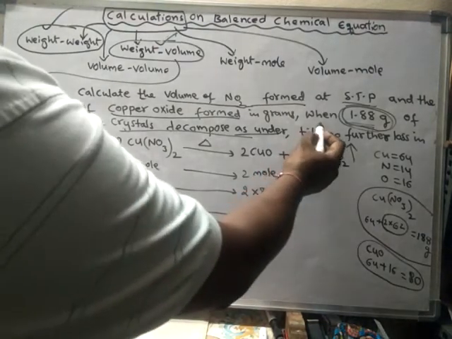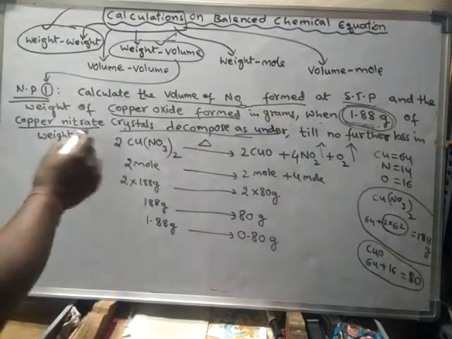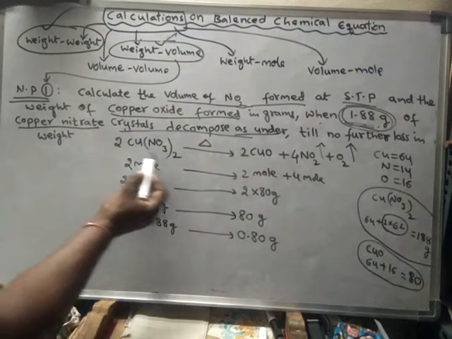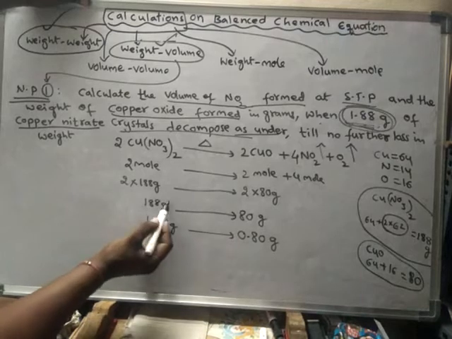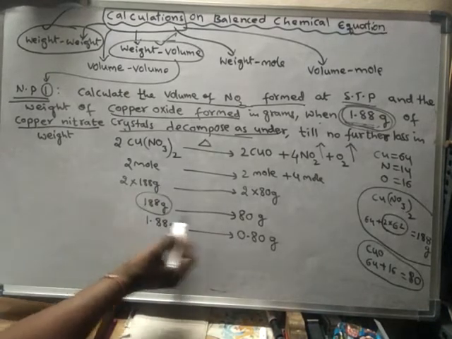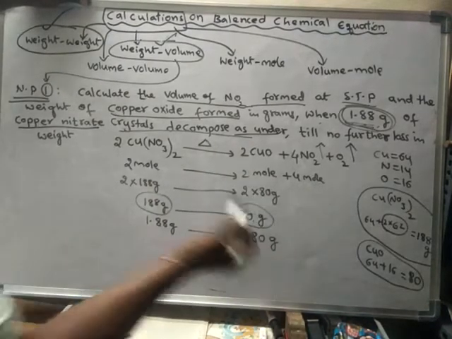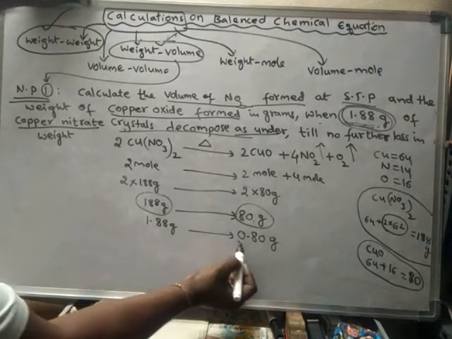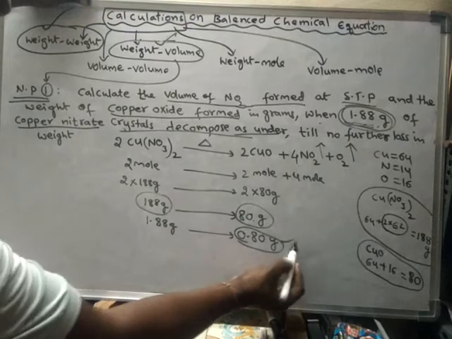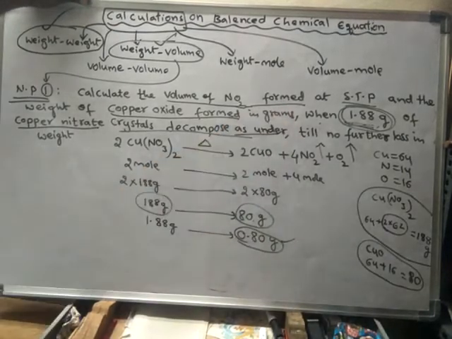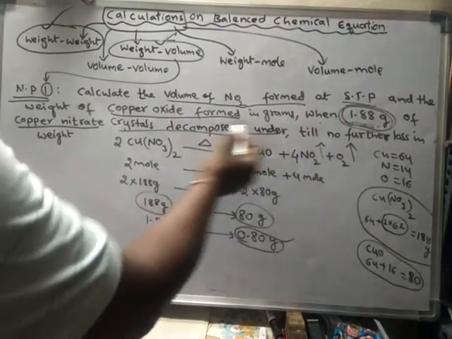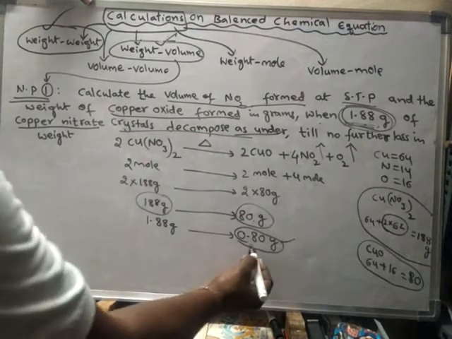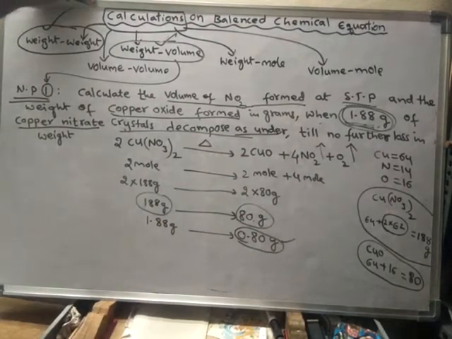So in the question 1.88 grams of copper nitrate is given. According to the balanced equation, every 188 grams of copper nitrate can produce 80 grams of copper oxide. So if it is 1.88 grams, then it will be equal to 0.8 grams of copper oxide. So how much copper oxide is formed during this reaction? 80 grams of copper oxide is formed during the reaction.